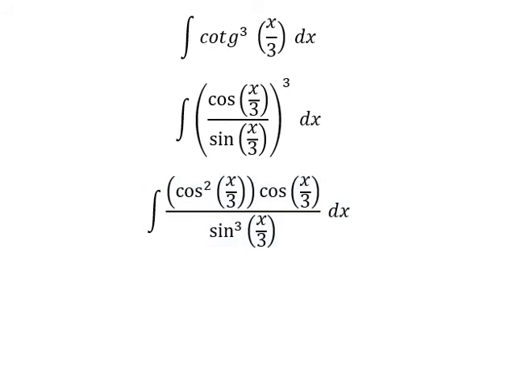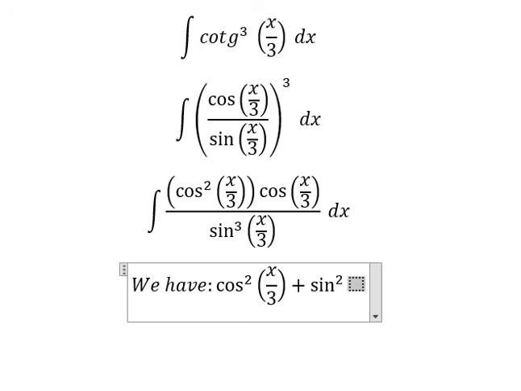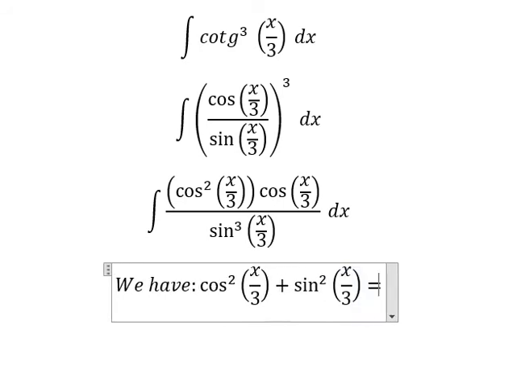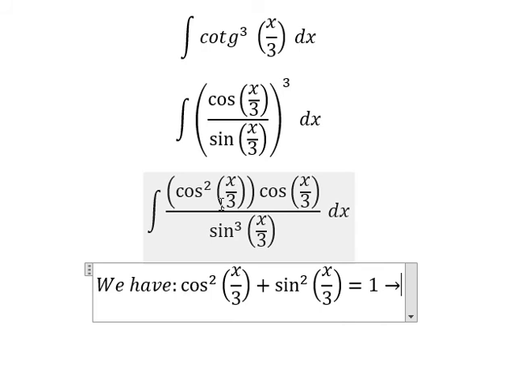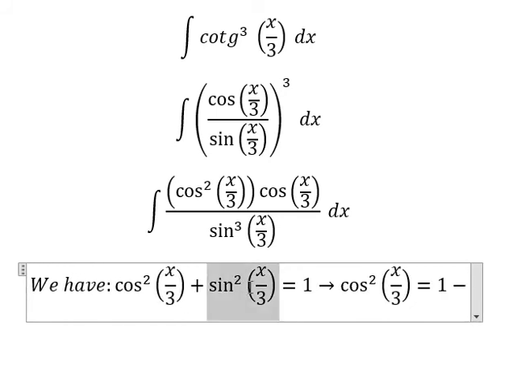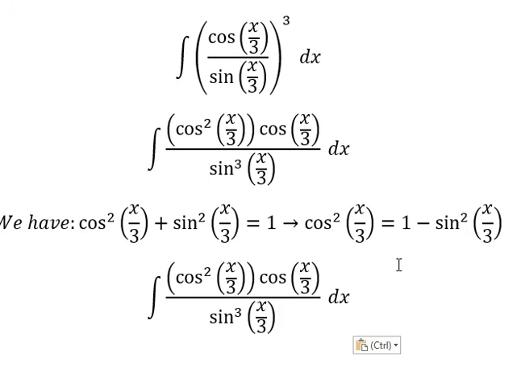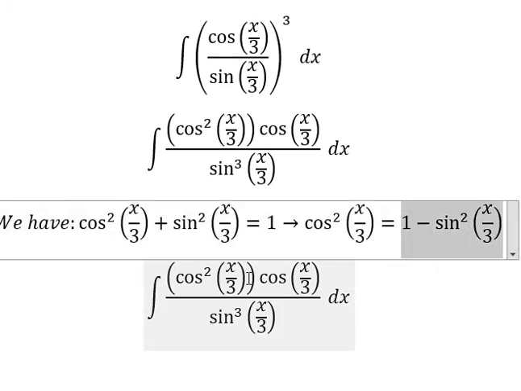So we have the formula in here: cosine of s over 3 squared plus sine of s over 3 squared equals number 1. So we have cosine of s over 3 squared. So we put this one to the right, and we have 1 minus sine of s over 3 squared. So I will put this one to change this one.